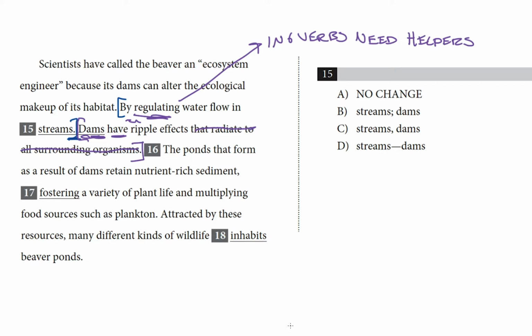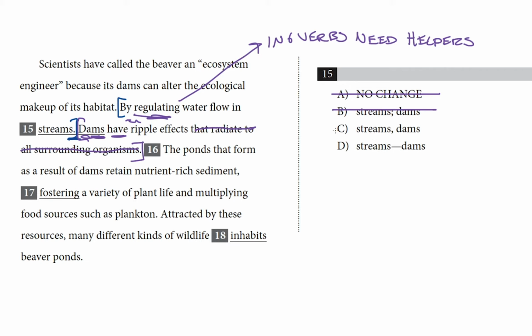We have an introductory phrase and an independent clause, and the question asks us to find the right punctuation to connect them. Certain punctuation marks can only follow an independent clause, and we've established that by regulating water flow in streams isn't an independent clause. So let's look at our choices and see what we've got. Choice A is no change, and we know that's no good because that's how we establish that there's a sentence fragment here. Choice B has a semicolon, and semicolons can only connect two independent clauses. So that repeats the error by again creating a sentence fragment. See, now that I know what I'm looking for, this goes relatively quickly. We can cross that one off as well.